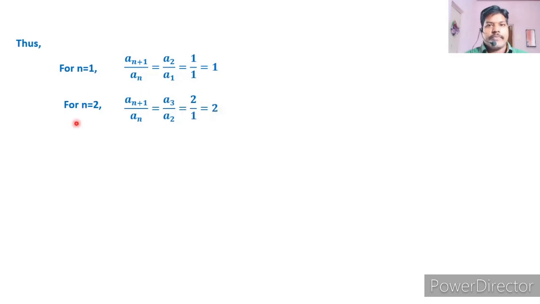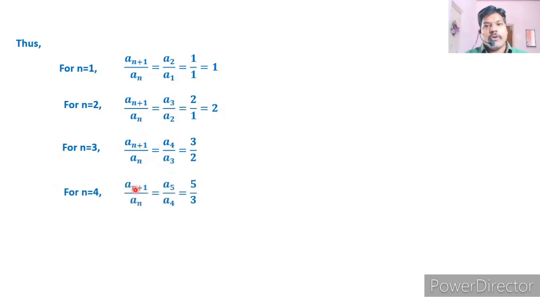Next, take n equal to 3. A n plus 1 by A n: n value is 3, n plus 1 becomes 4, and A n is A3. So A4 by A3. You already calculated these two values: A4 value is 3 and A3 value is 2. Just replace the values here. Next, for n equal to 4, what happens? A n plus 1 by A n, n value is 4.